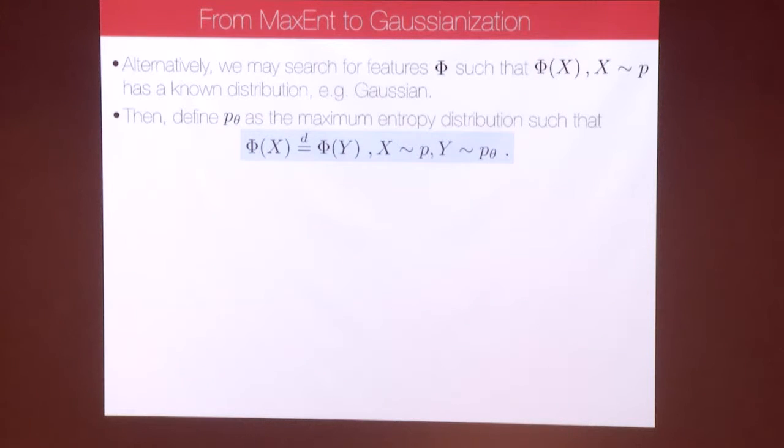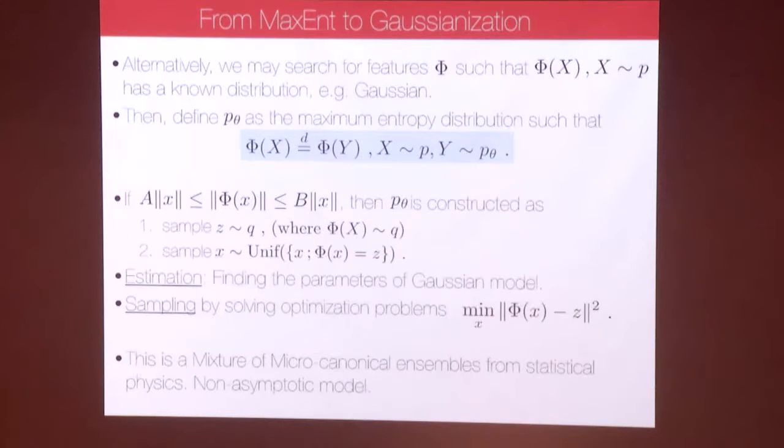Now we can use the maximum entropy principle, but in a different flavor. I can define my model as the maximum entropy distribution that has the same distribution in the feature space. What are the advantages of this model with respect to the standard maximum entropy in the exponential family? If we assume that our features preserve the norm, like a nonlinear equivalent of a frame, with frame bounds, then the corresponding maximum entropy distribution has a very nice form.